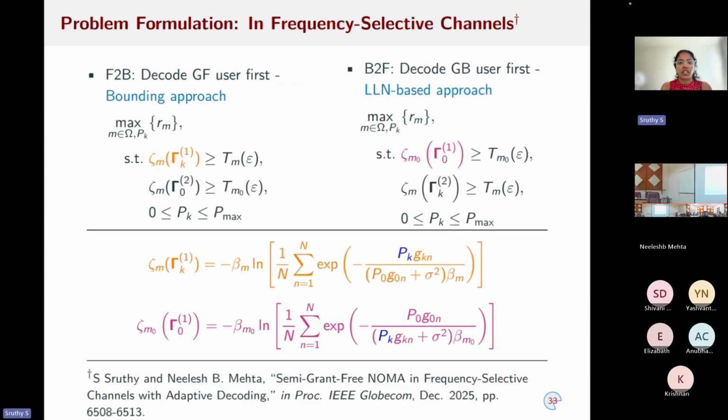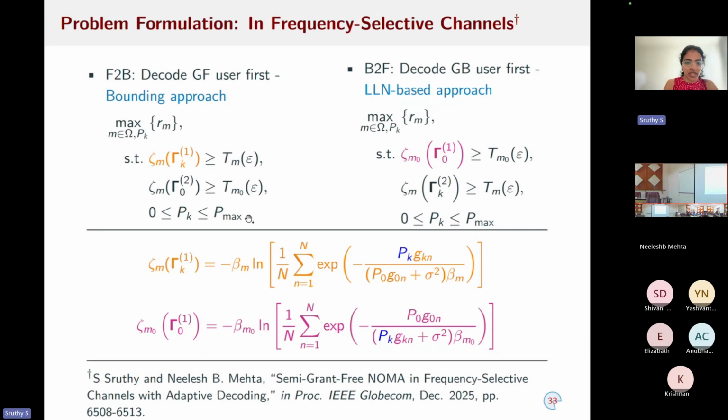So the problem formulation looks like this. For the F2B order, we try to decode the grant-free user's data first. So we write the optimization problem as follows. We try to maximize the rate of grant-free user k subject to the block error rate constraint of the grant-free user. And this is the minimum rate constraint of the grant-based user. And this is the maximum power constraint.